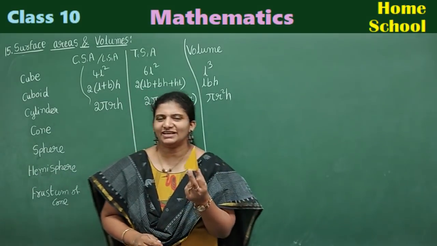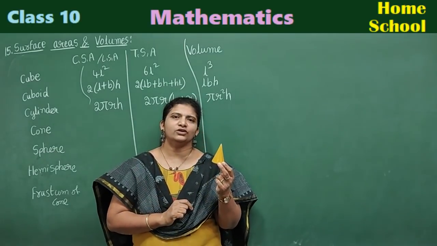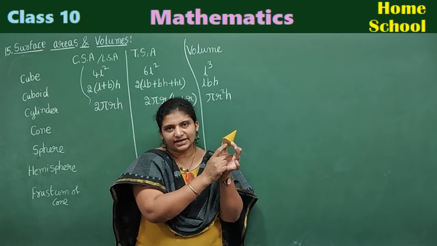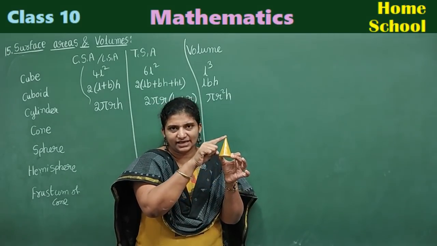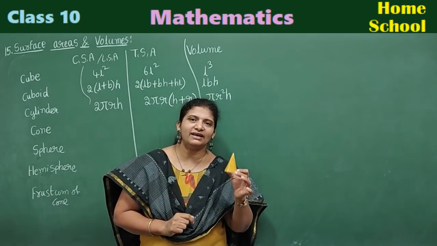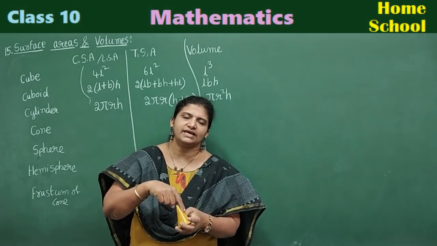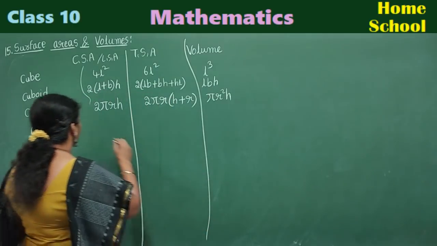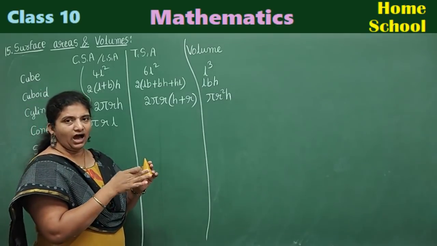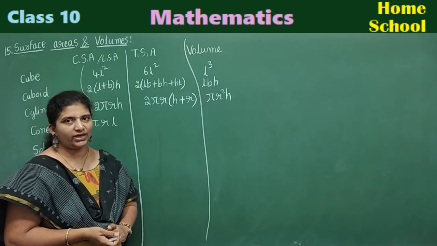Coming to your next solid, the cone, right circular cone. Why is it a right circular cone? See here, from the middle, you can see this is the center of a circle, this is the radius and this is the height. Then what is this? We call it slant height. Slant height is represented by the letter l. What is the curved surface area of a cone? You can remember it as pi r l. Pi r l. Okay. What is the CSA of a cone? Pi r l square units.